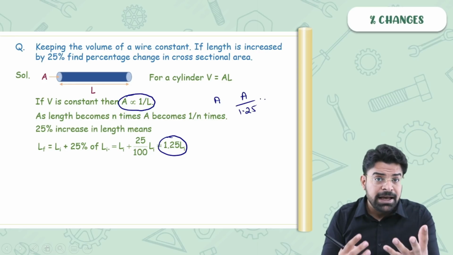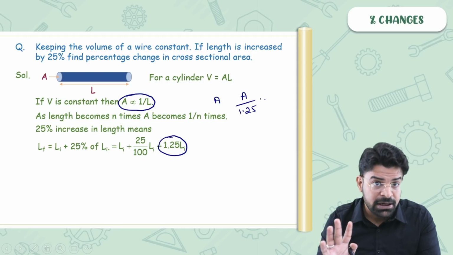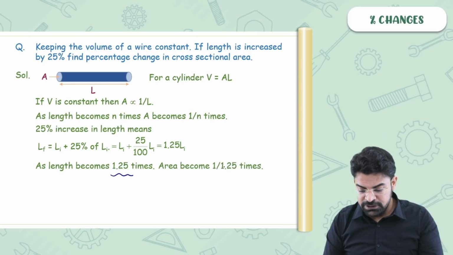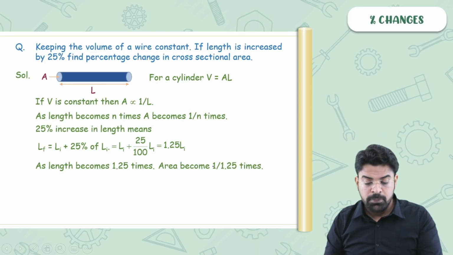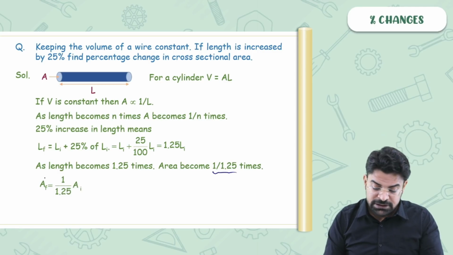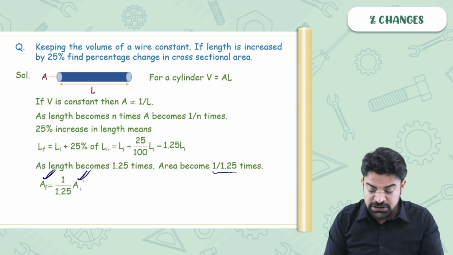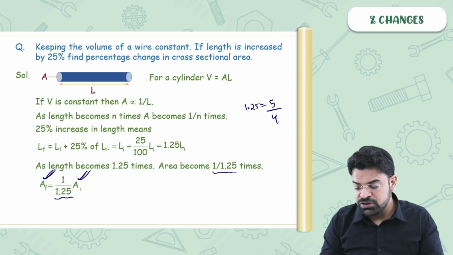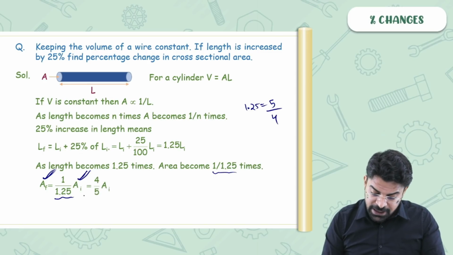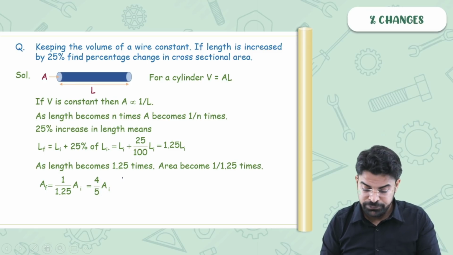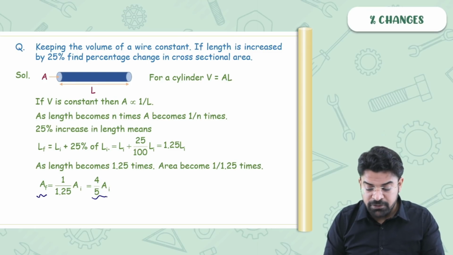If length becomes n times, cross-sectional area becomes 1 by n times, given that the volume is constant. So moving on here, as the length becomes 1.25 times, you will say that the cross-sectional area becomes 1 upon 1.25 times. As the cross-sectional area becomes 1 upon 1.25 times, you can say that the final cross-sectional area equals initial cross-sectional area divided by 1.25. Now, 1.25 is nothing but 5 by 4, just telling you. So you can write this as the final area equals initial area upon 5 by 4. So that becomes 4 by 5 times the initial area. So now you know that final area is 4 by 5 times initial area.